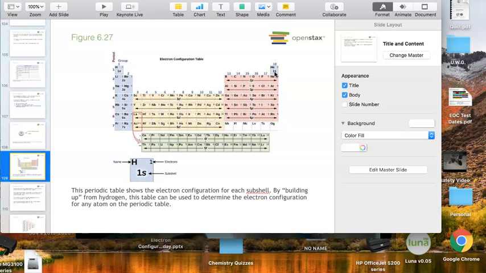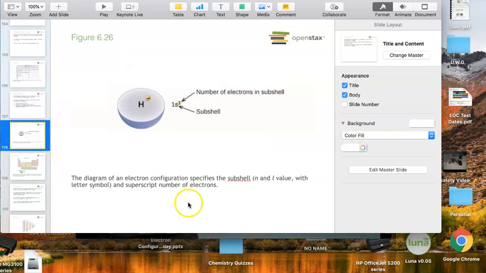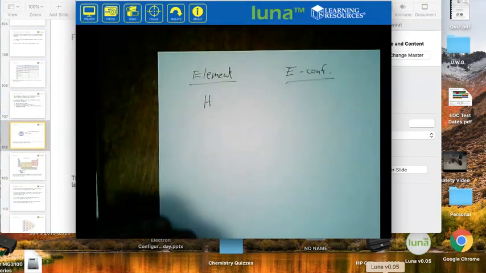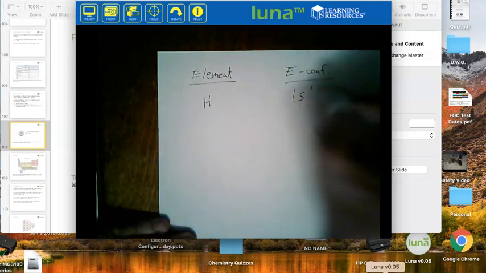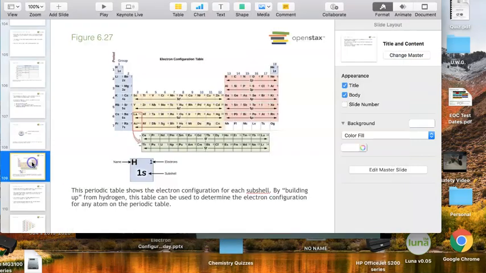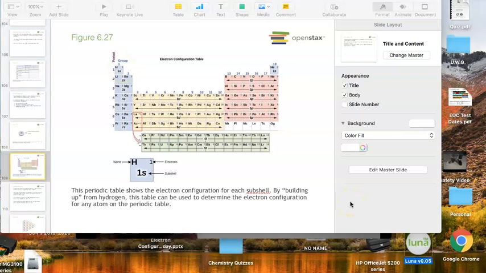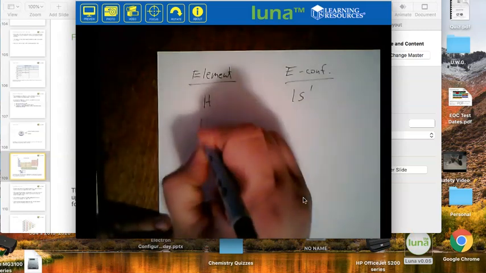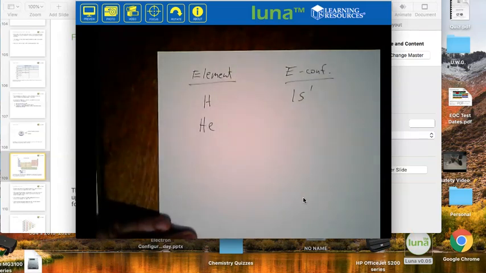So here I'm going to make a little list in just a minute. All right, so element hydrogen, its electron configuration is 1s1. How did I get that? It's on the first energy level. It's color-coded S. So that first electron is in the S subshell, and there's 1 electron. So its electron configuration is 1s1.